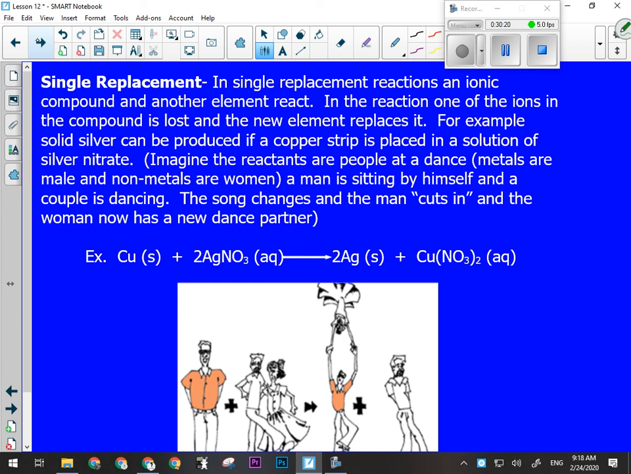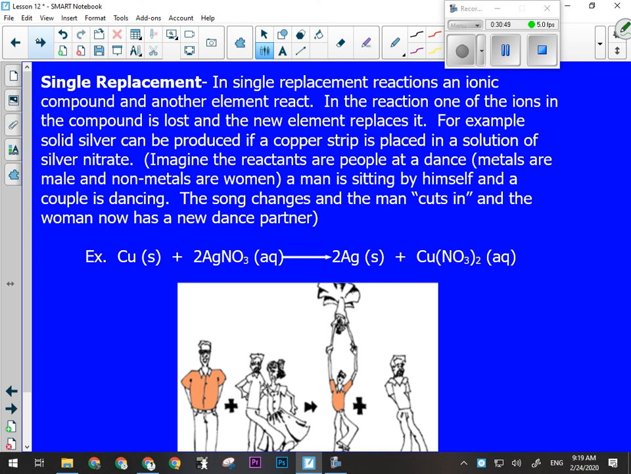Okay? An ionic compound will react with an element. Okay? In that replacement reaction, the element will replace part of the ionic compound. Okay? And it'll replace whatever it's like. So if this ionic compound reacts with a metal, the metal will replace the metal in the compound. If it reacts with a non-metal, that non-metal replaces the non-metal in the compound. Right? And so the pattern ends up looking like this.